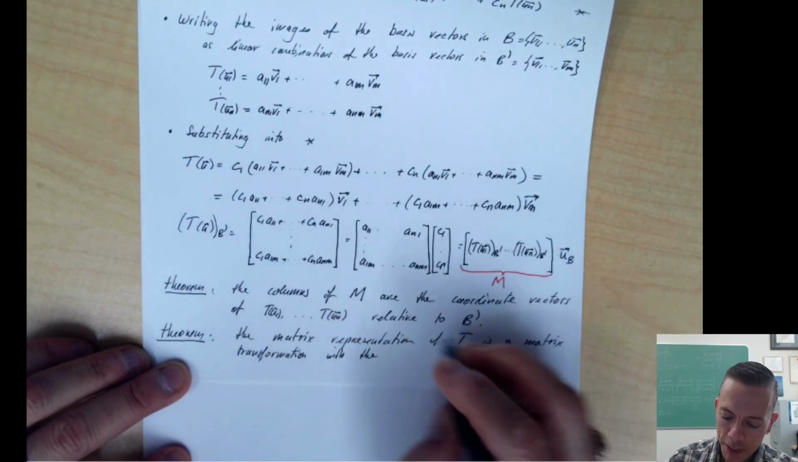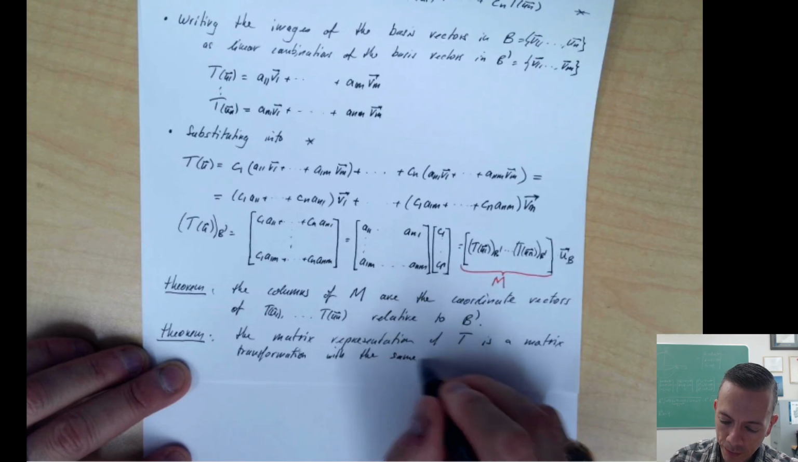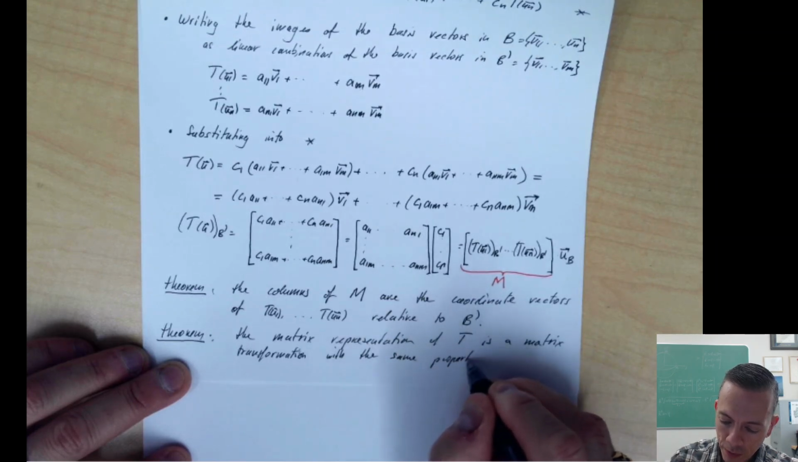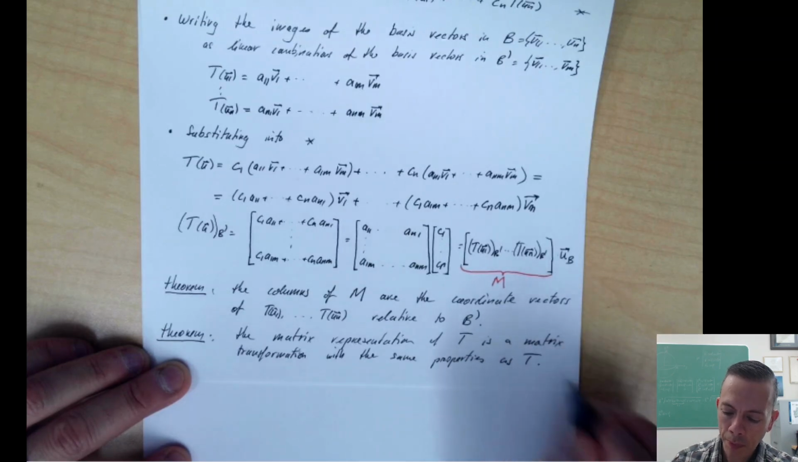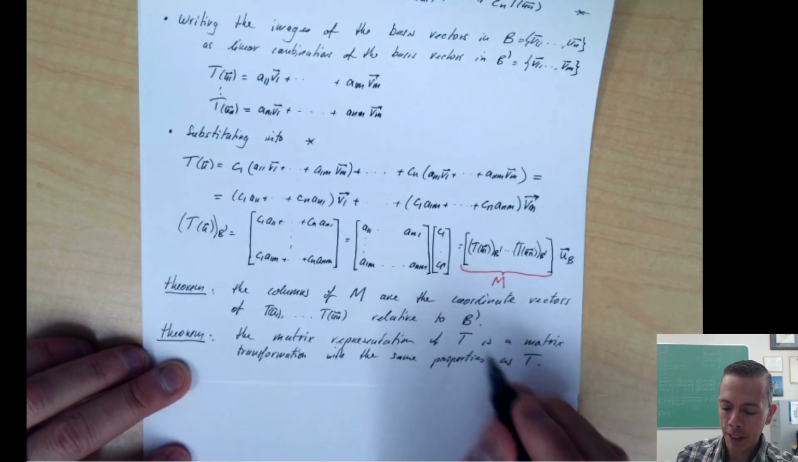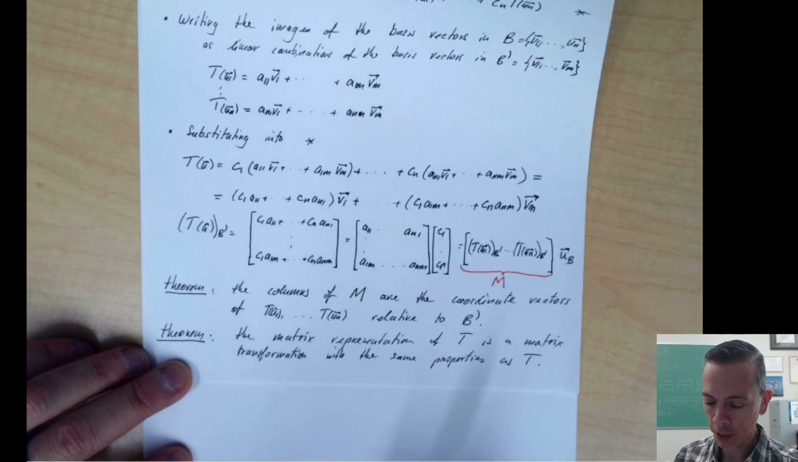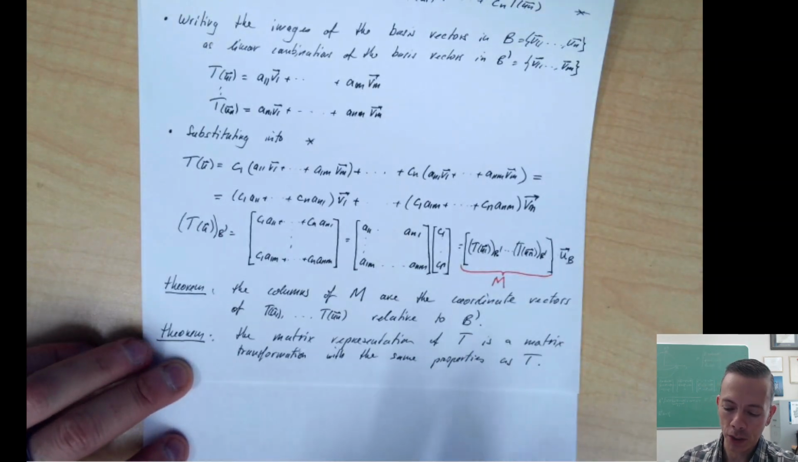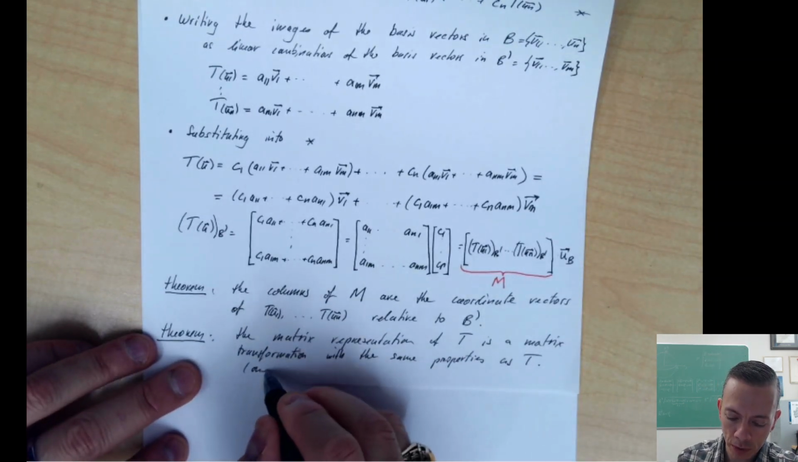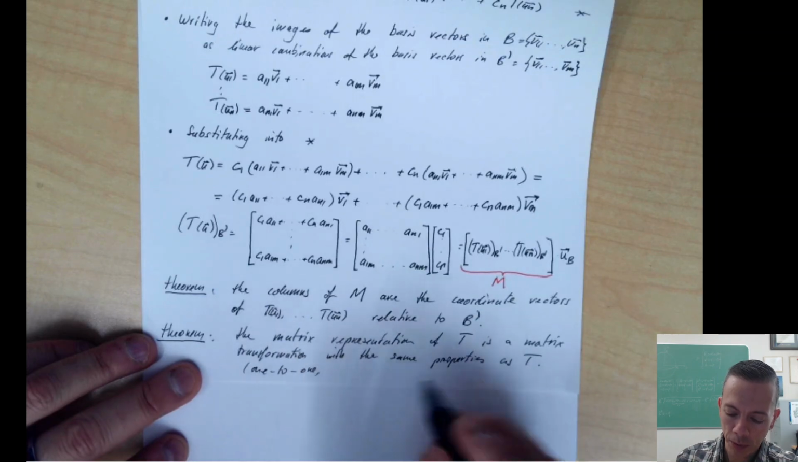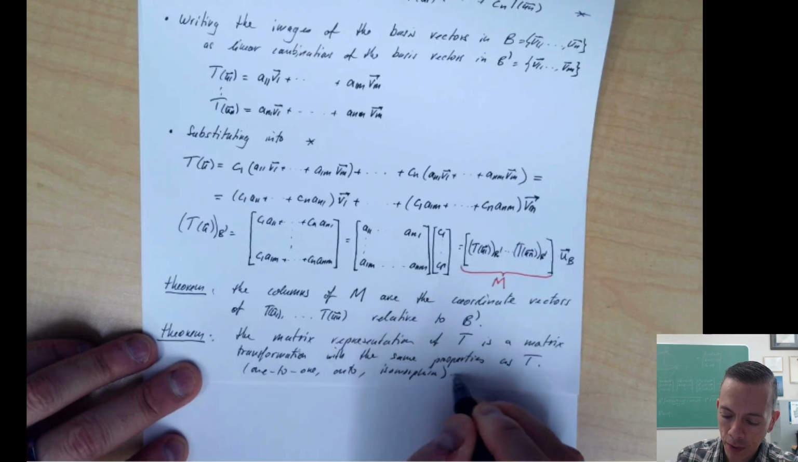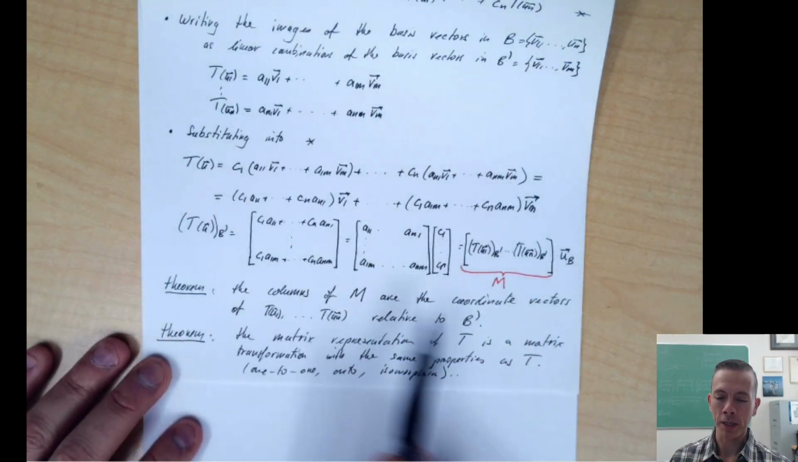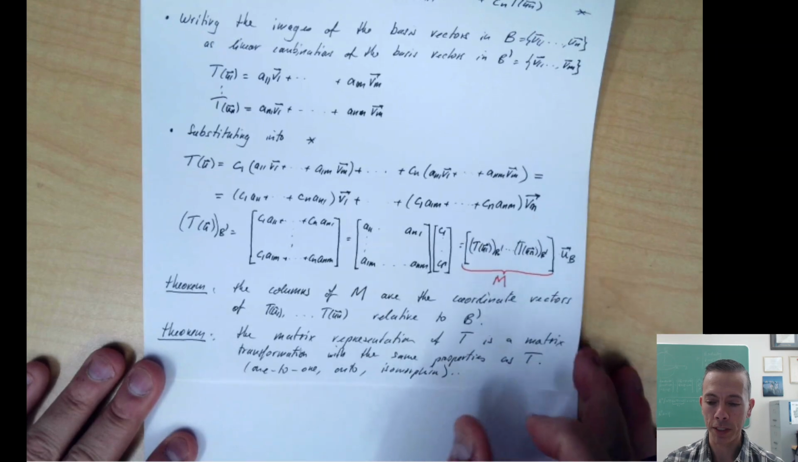With the same properties as T. Which means that if T is 1 to 1, the matrix transformation will also be 1 to 1. If it's onto, it's also onto. So things like 1 to 1, onto, isomorphism, all these things are faithfully preserved in the matrix representation of a transformation.